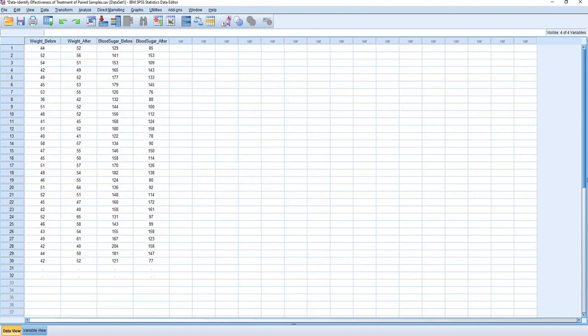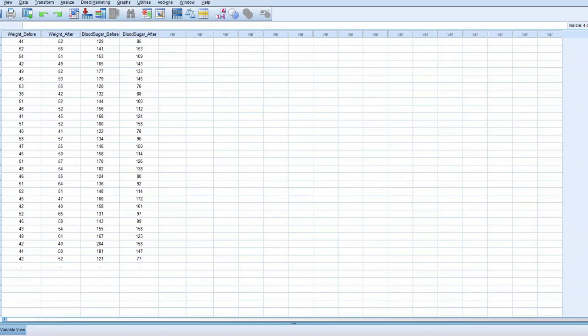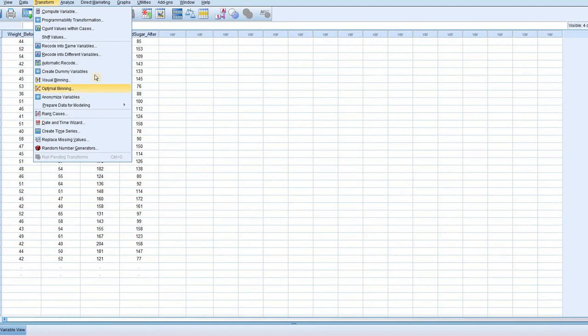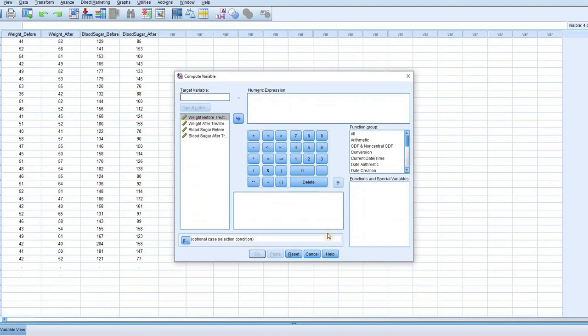Now, let's determine whether the treatment was effective for catfish after a period of 3 months or for blood sugar after a period of 1 month. To do this, go to the menu bar and click on Transform. From the sub-menu, click on Compute Variable to open the Compute Variable dialog box, as you can see. For catfish, let's choose the target variable name to be EWT, meaning Effective Weight Treatment. Then, from the box on the left, move the weight before treatment to the numeric expression box on the right.